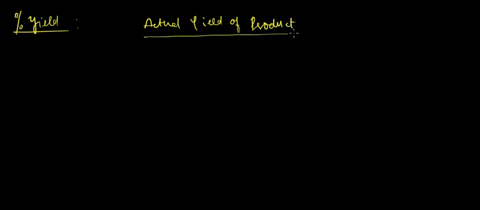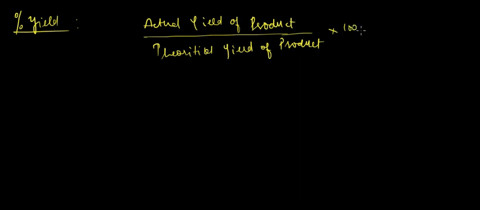So percentage yield, you can define it as the actual yield of the product over the theoretical yield of the product, multiplied by 100. Okay, which can also be written as actual moles of product formed over moles of product formed as per stoichiometry, into 100.